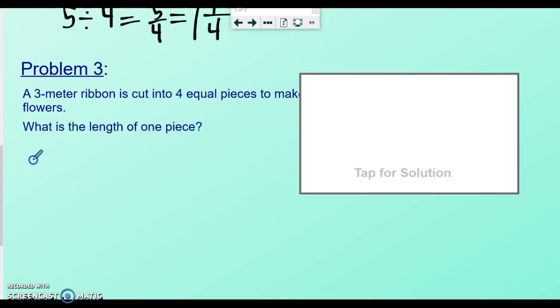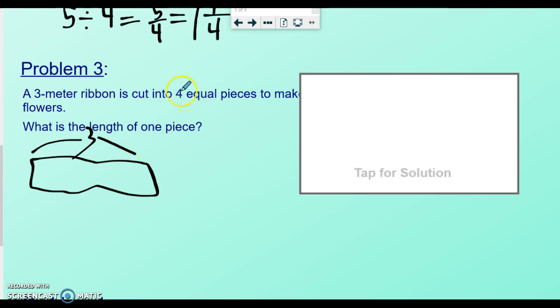Okay, so that means, again, here is our tape diagram, or our ribbon in this case. And this is our 3 meters. Then I've got to cut it into 4 pieces. So here's 1, 2, and 3. And they want to know what the length of 1 piece is. So this little guy right here, they want to know what that equals. So that means I'm going to take 3 and I'm going to divide by 4. So that equals, in fraction form, 3 over 4.